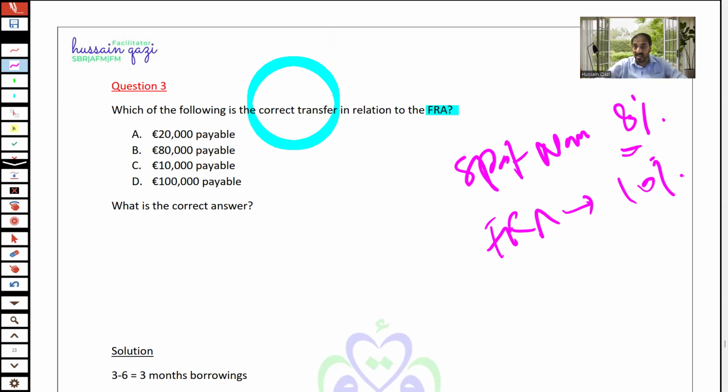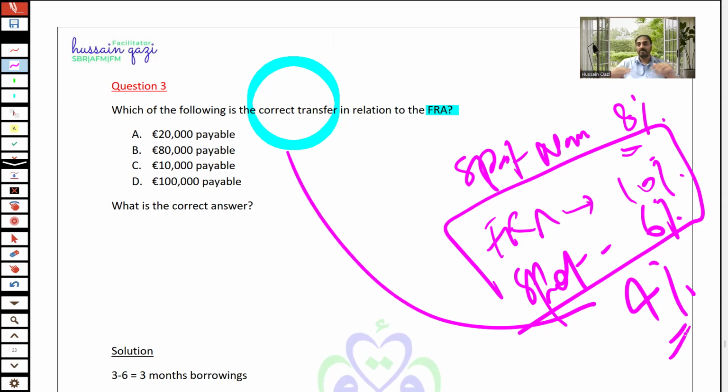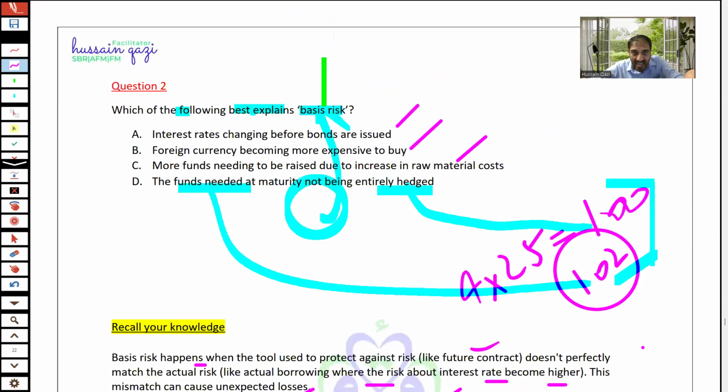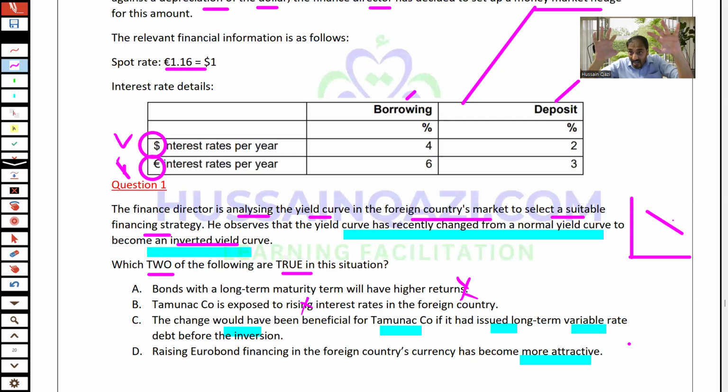But what if the interest rate decreases? Then I have to compensate. That is called correct transfer. For example, in future, the spot becomes 6%. So you have to transfer 4%. That's a loss. If the interest rate becomes 11%, then it's not a transfer from our side to the bank. It's a transfer from the bank to us. So here we need to identify the correct transfer. So read it carefully.